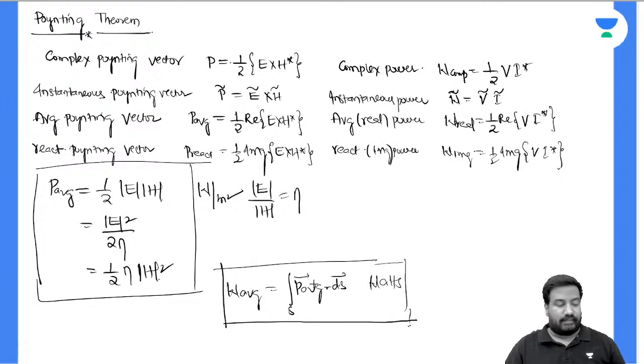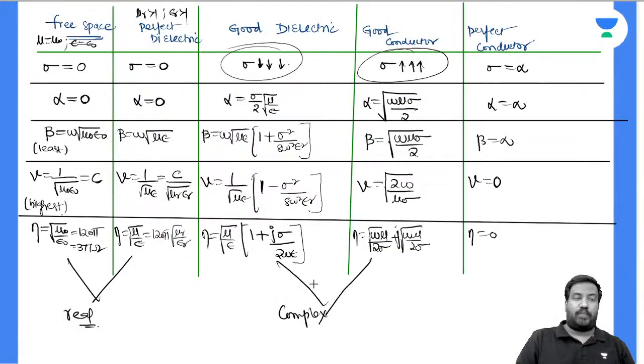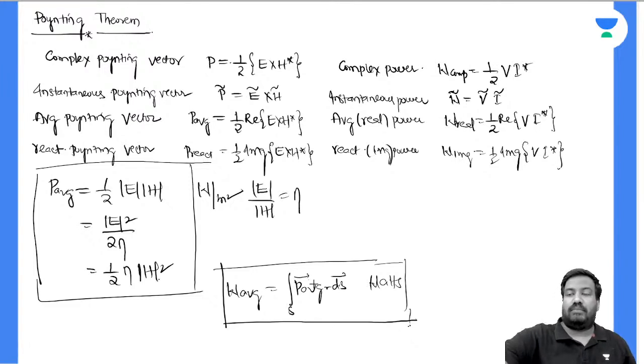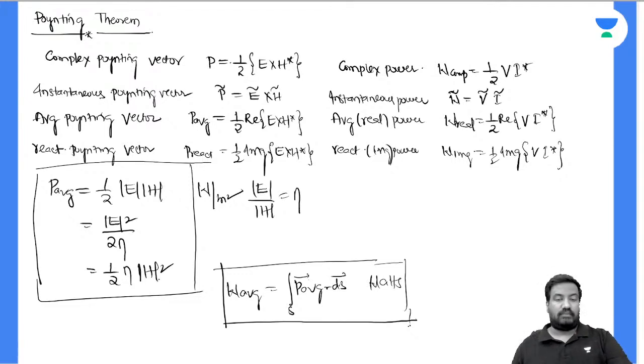So that's about Poynting theorem. Any doubts? Clear? That's about the Poynting vector representing the power. Any doubts?